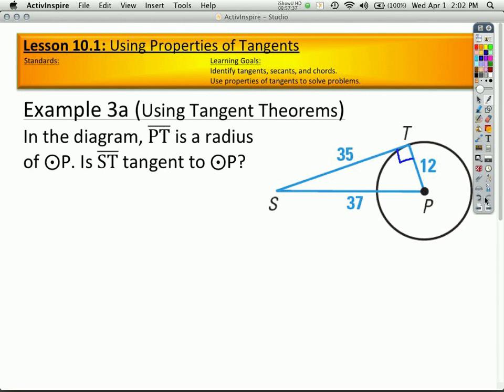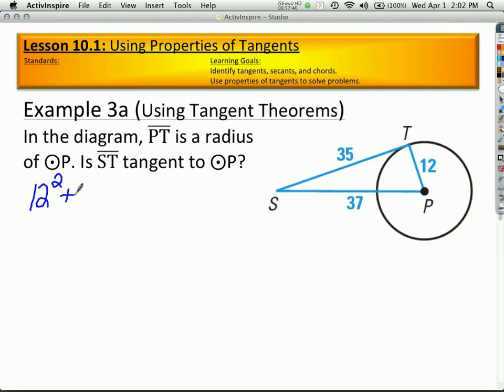Okay? So that's what we're going to do. Go. Oh, you guys are too fast? Okay. So 12 squared plus 35 squared, does that equal 37 squared? Could someone tell us what the two sides come out to so I don't have to do all that work by myself? Shelby?